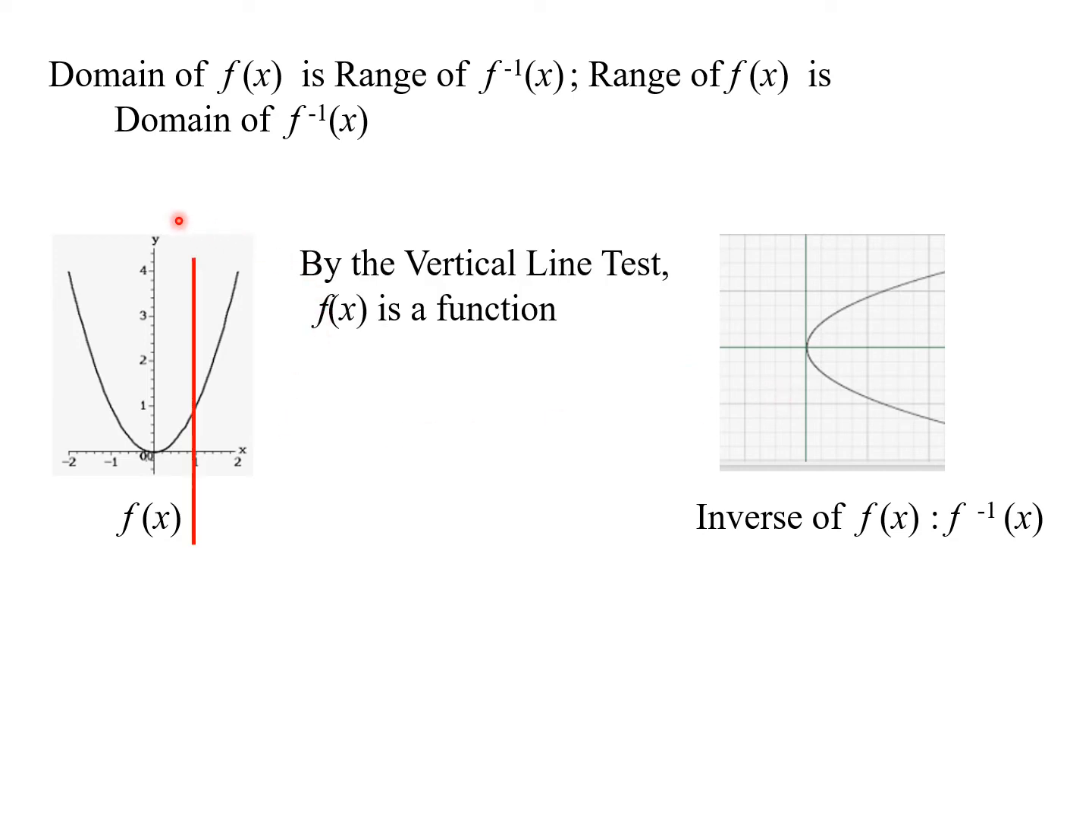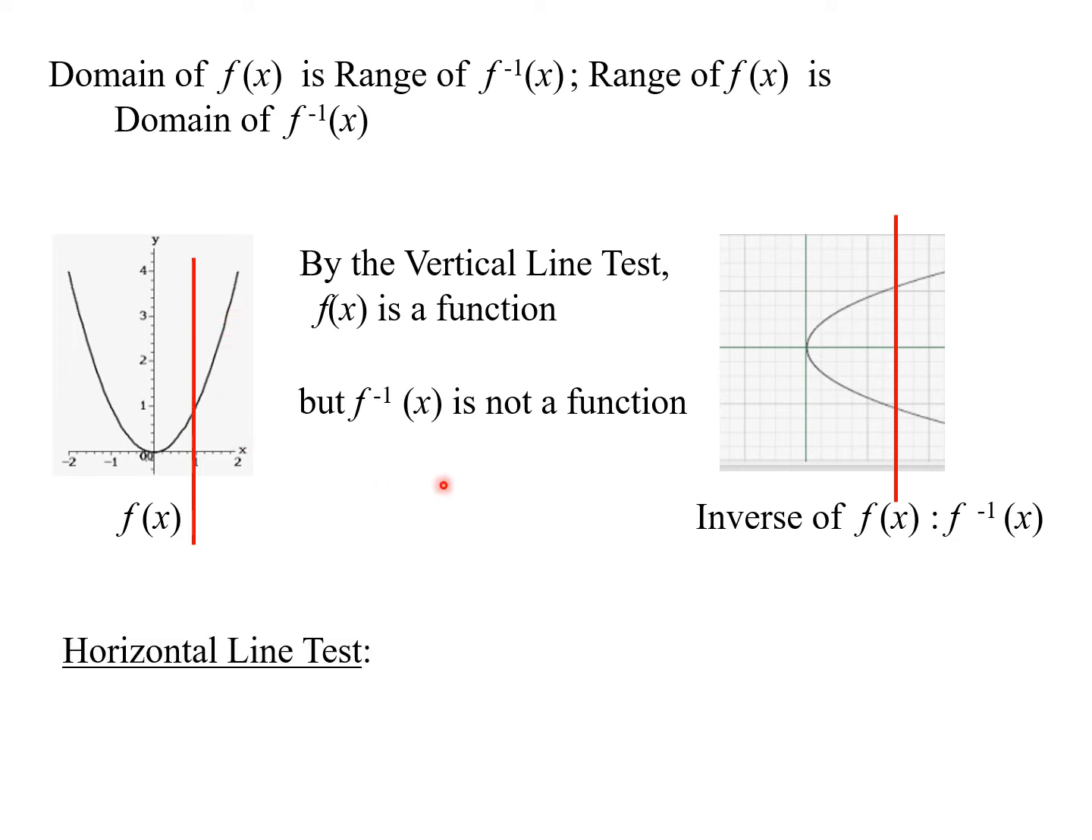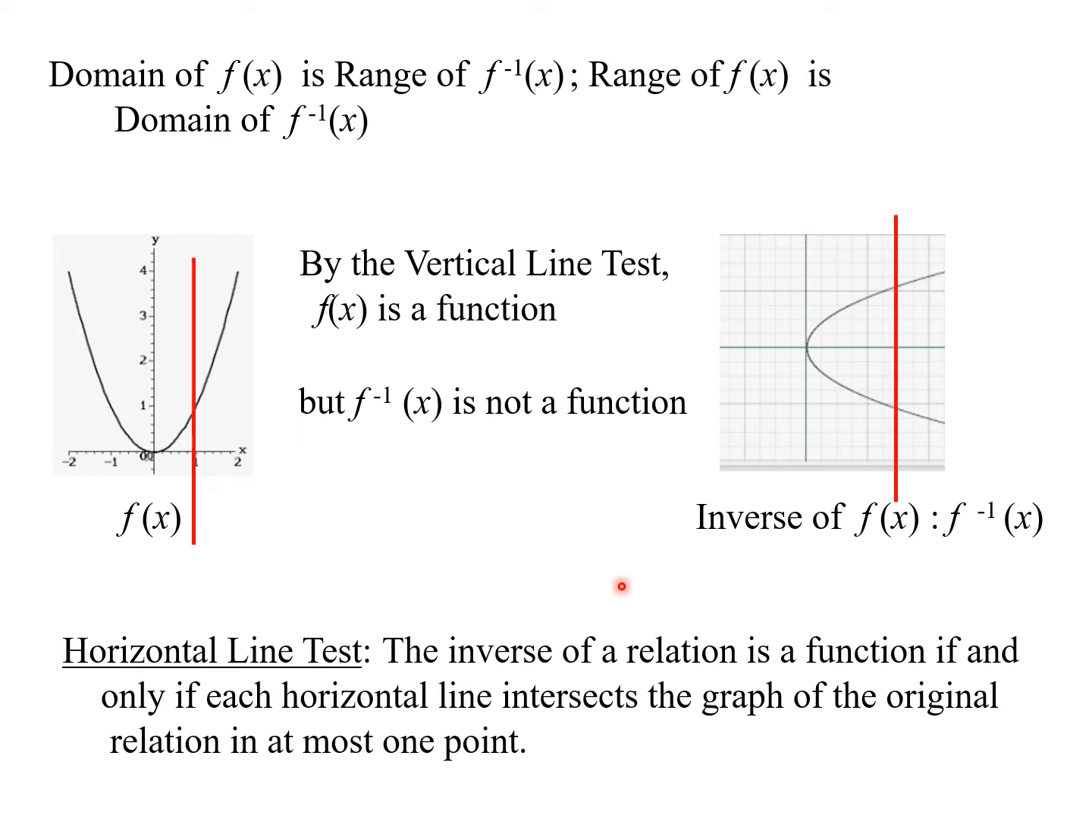Now, by the vertical line test, f of x is a function. While by that same test, the inverse is not. Well, how do you know if a function has an inverse that is also a function? Well, there is something called the horizontal line test that will help us. And it is stated as such.